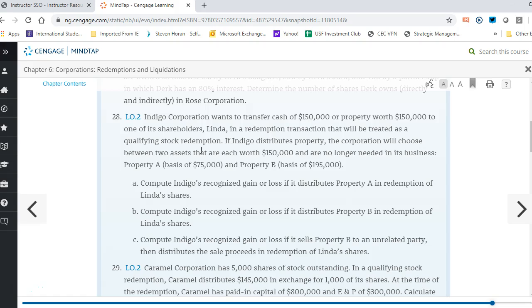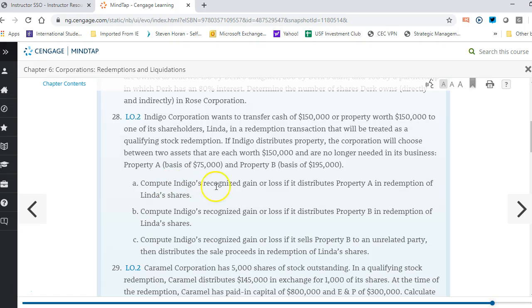If Indigo distributes property, the corporation will choose between two assets that are each worth 150 and are no longer needed in the business. Property A, fair market value 150, basis of 75, and then property B, fair market value of 150, but the basis is 195. So the property is what I'll call upside down, meaning the fair market value is lower than the basis.